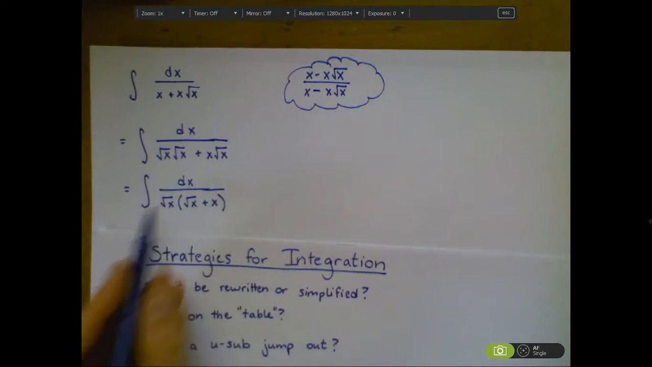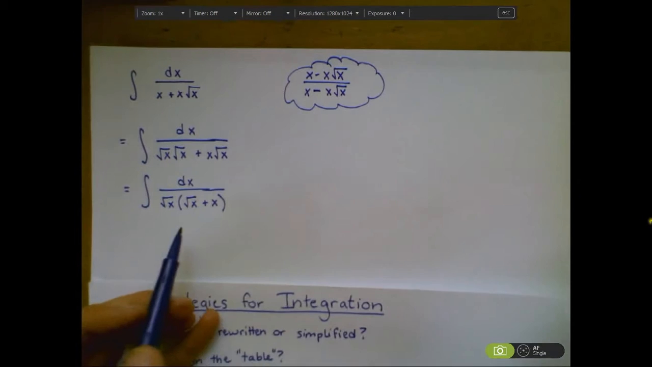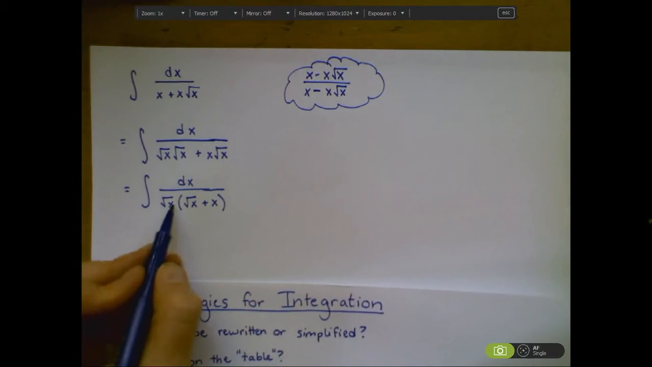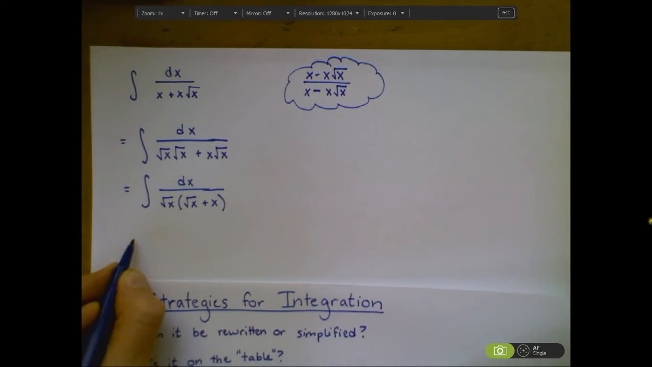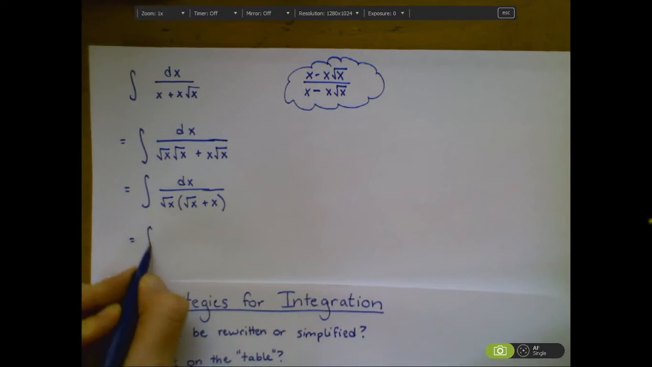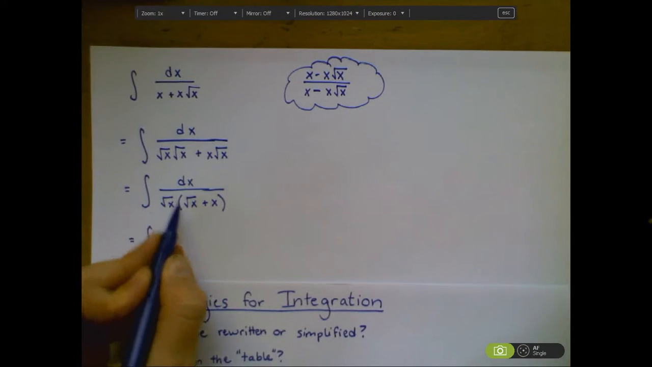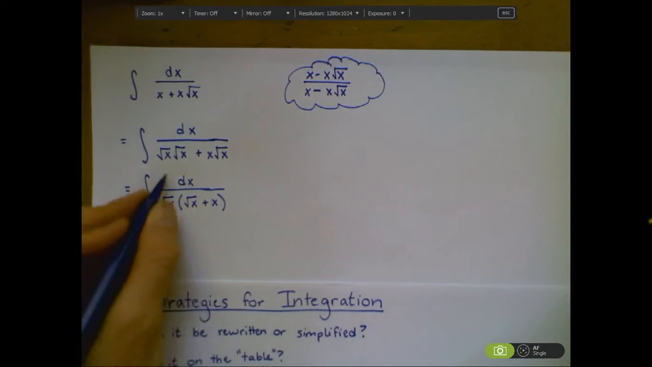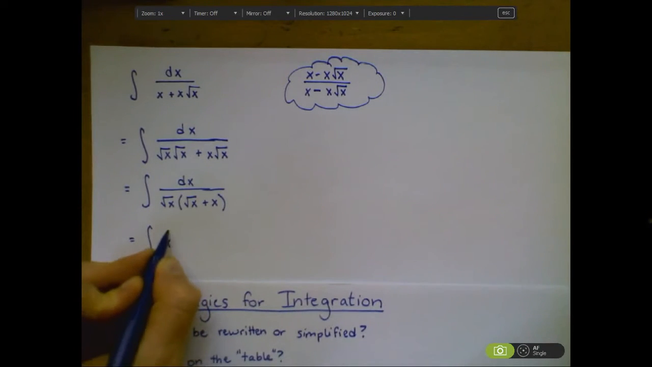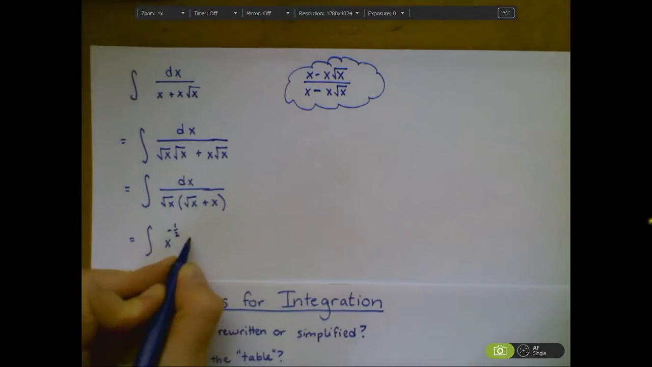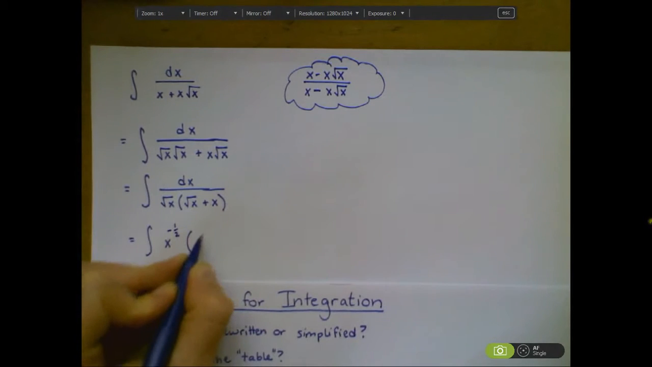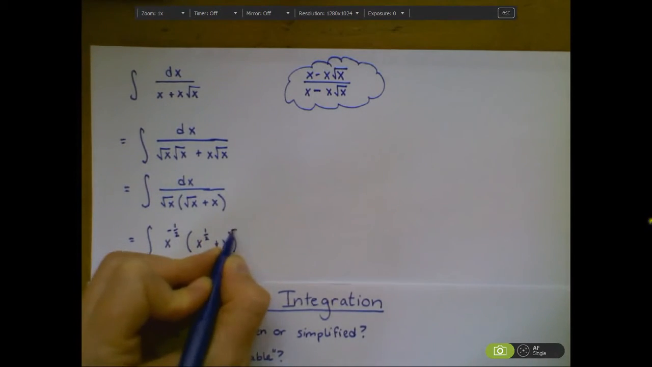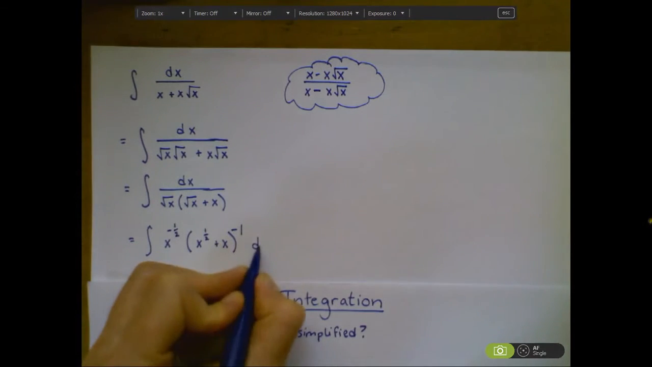So I just rewrote this as this. Now, the next thing, why would I want to do that? Maybe I'm going to rewrite it one more time. So square root x is the same thing as x to the 1/2. And because it's in the denominator, this is x to the negative 1/2 multiplied by x to the 1/2 plus x all to the negative 1 dx.